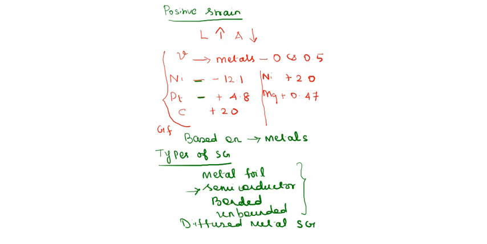So in this class we had a discussion on the strain gauge working principle, how it is going to measure strain as well as stress, and how we derive the expression for gauge factor. Then what metals we can use, what is meant by positive strain and negative strain, and what different types of strain gauges are available.